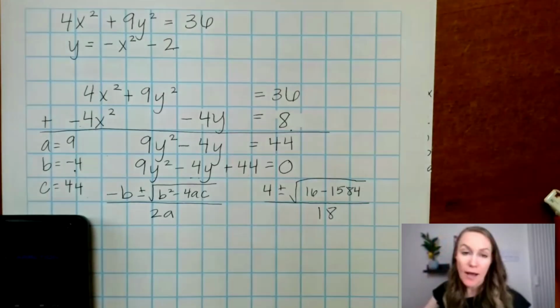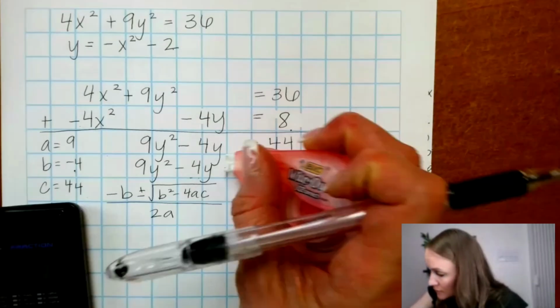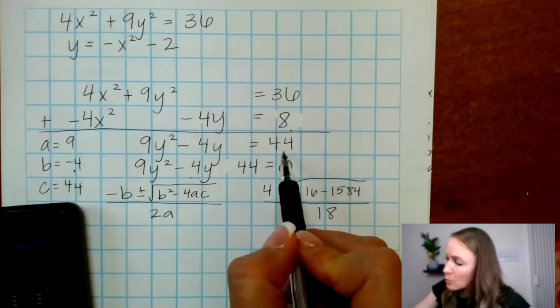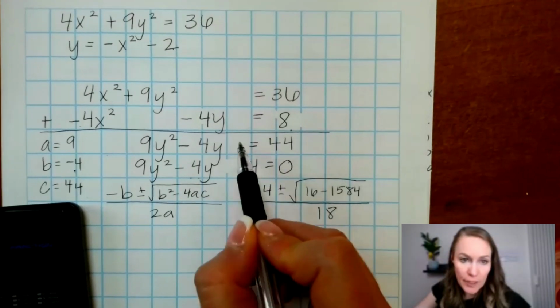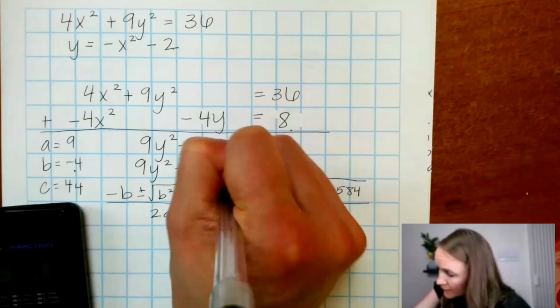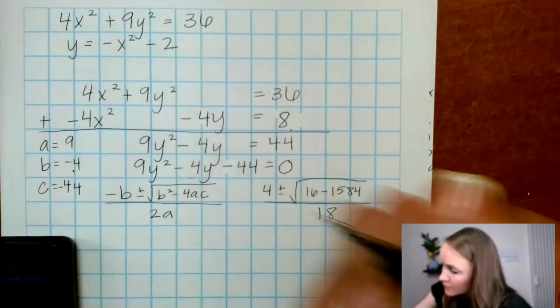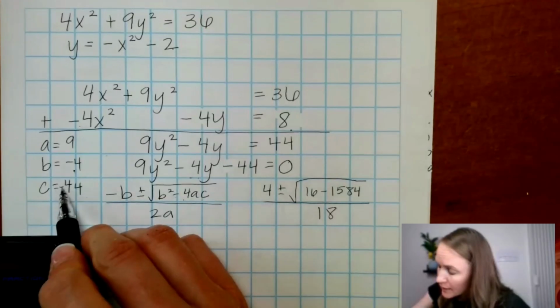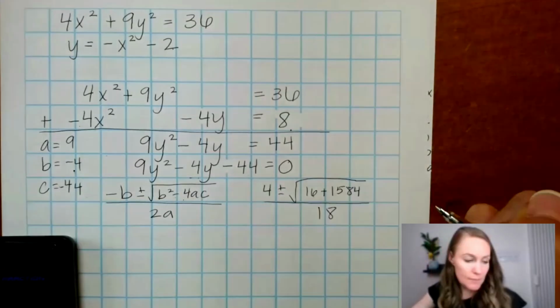Oh, and you know what? I made a mistake here. Hopefully you caught it and you didn't make that same mistake. When I brought the positive 44 over here, it should be negative. I should have subtracted it over. So that's negative. So that makes my C negative. So 4AC, negative times a negative is a positive.